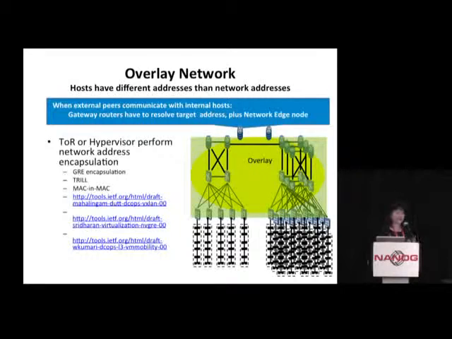And somewhere in the data center, there needs to be a place which resolves all those addresses. So overlay doesn't solve the address resolution issues. You still have a bottleneck in the gateway for all the communication with external peers, or from one subnet to another subnet.